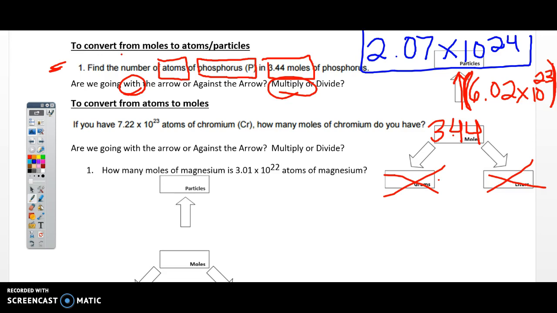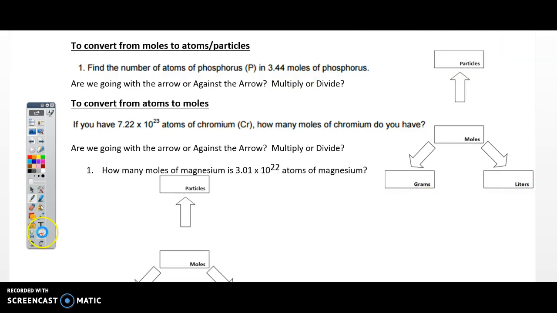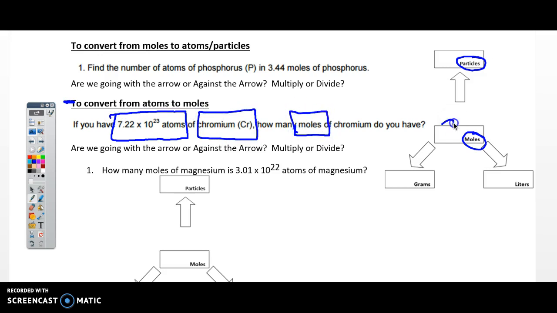Okay, so that's how to convert from moles to atoms or particles. Now let's work out number 2 for the next one right here. Converting from atoms to moles. So now I'm going from particles to moles. Alright, if we have 7.22 times 10 to the 23 atoms of chromium, so that's 1 piece of information, how many moles do you have? So question mark moles, I don't have that. And we don't worry about grams or liters right now. That's about atoms.